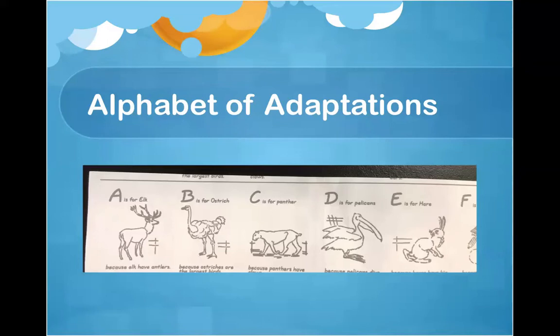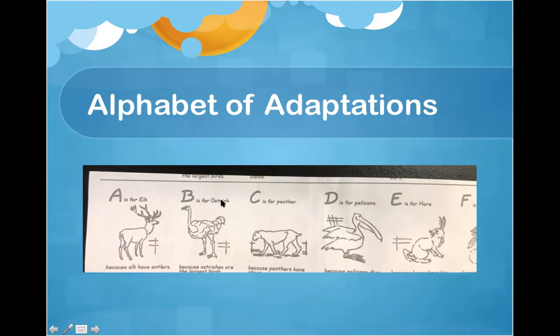One of the things that I sent home that I'd like you to make sure you have on hand, or at least take a look at, is your alphabet of animal adaptations. I thought this was really interesting and a fun thing to have. It said A is for elk, which, just listening to that, doesn't make sense. A is not for elk unless you're talking about their adaptation. So when they say A is for elk, it's because elk have antlers.